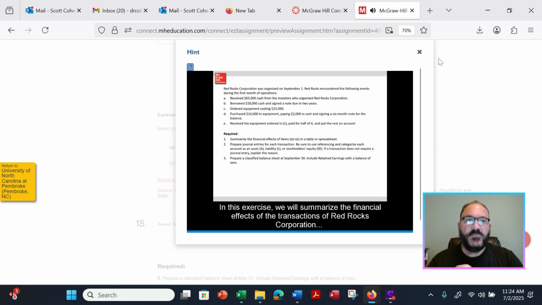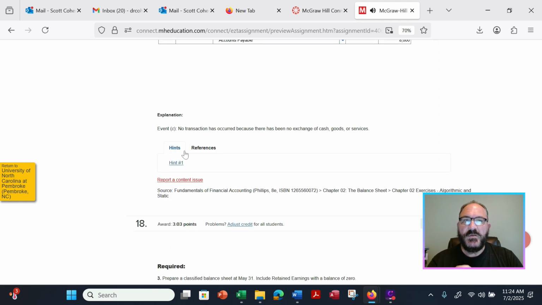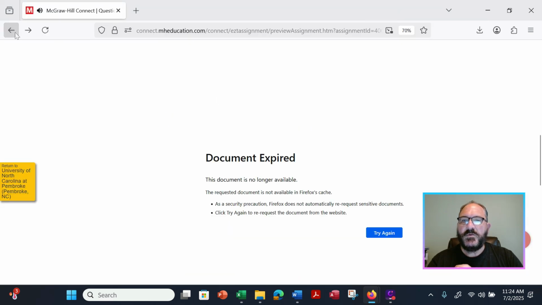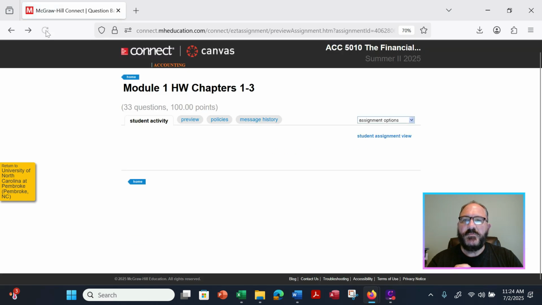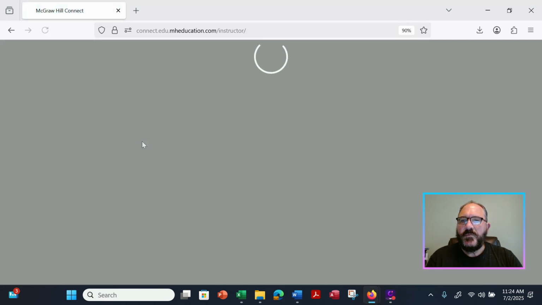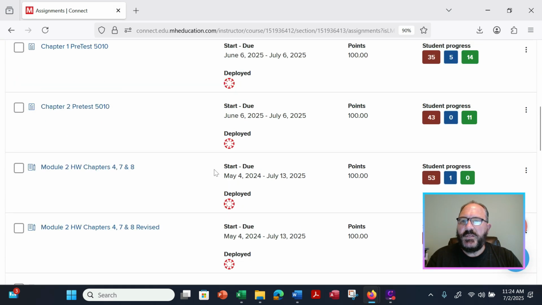We will summarize the financial effects of the transactions of Red Rocks Corporation that occurred in its first month of operations. We will also generalize these transactions, post them to T accounts. Oops, didn't want to do that. Okay, let me go back here. So, hang on, got to give this thing a minute. And I wanted to go here to the student assignment view. Sorry, I think I confused my computer here. Okay, all right, we'll try it again here.